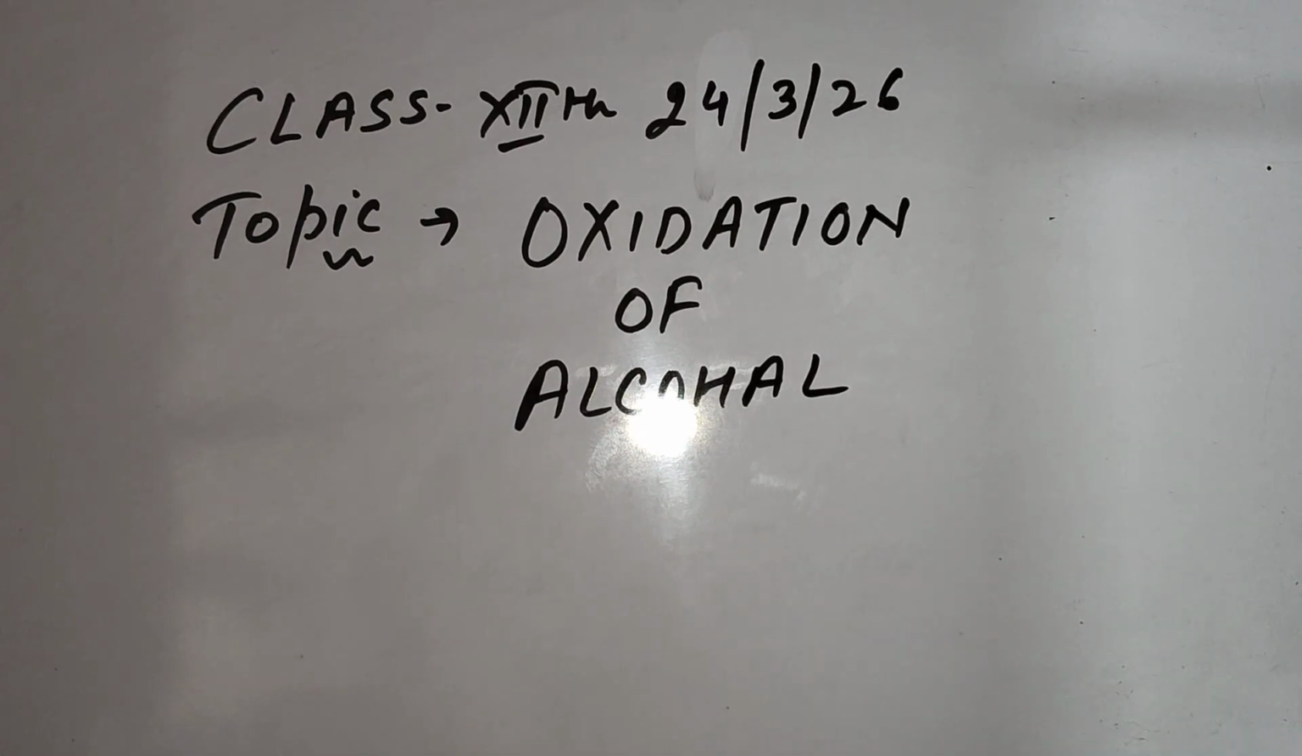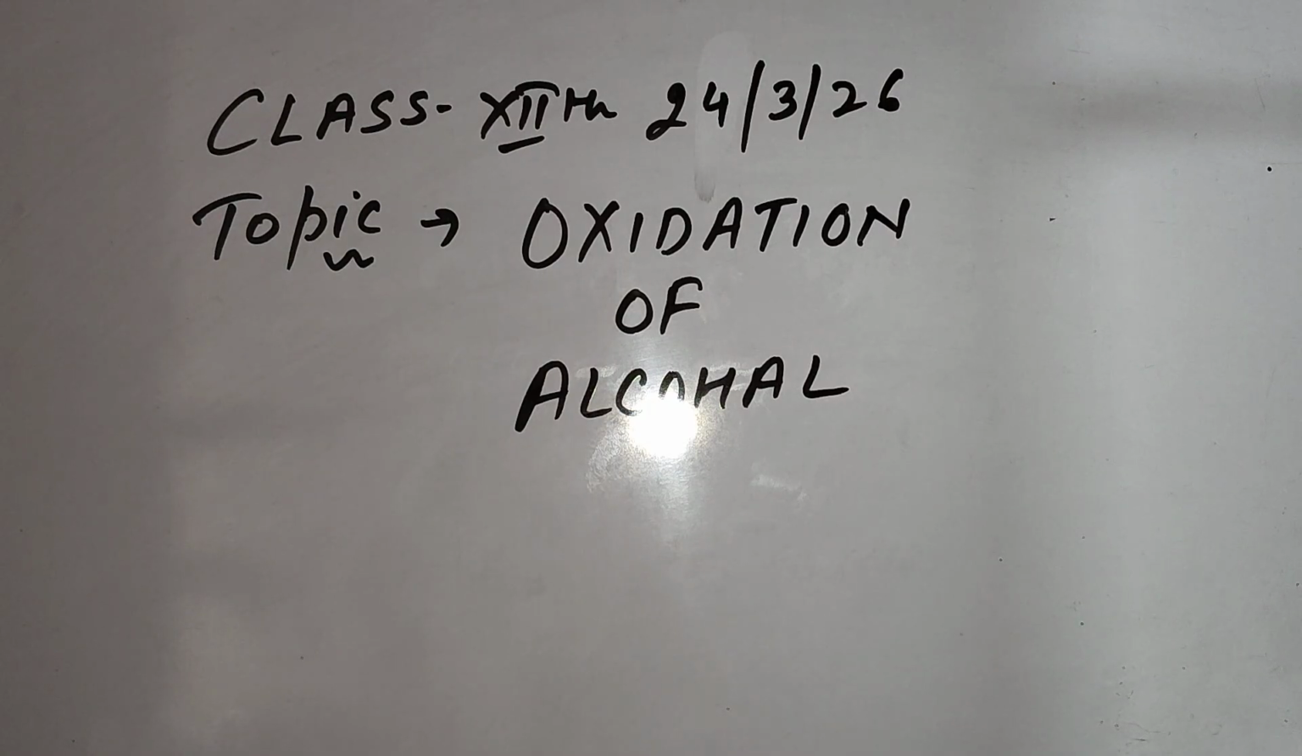Hello everyone, class 12th topic is oxidation of alcohol. In previous videos we have understood dehydration of alcohol. At different temperatures they were creating alkenes and ethers. Now it's time to understand oxidation. As you know, oxidation means addition of oxygen. Now let's check how different alcohols will produce different products on their oxidation.